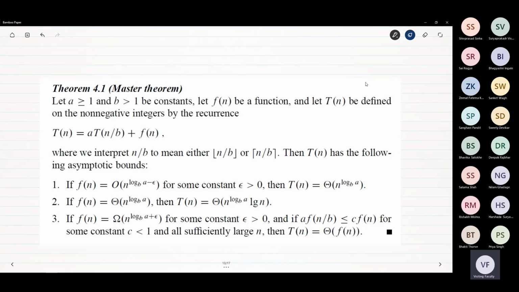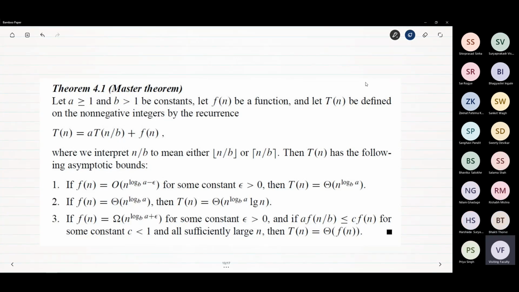Sorry, Akshada, I couldn't hear. Can you repeat? Less than. So which case of this theorem will apply? Sir, third one. No, sir, no.